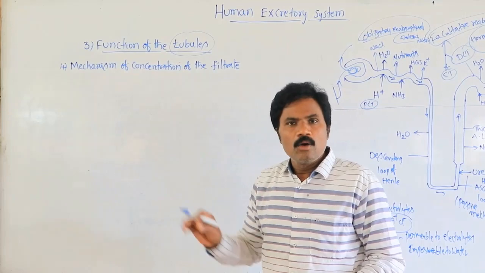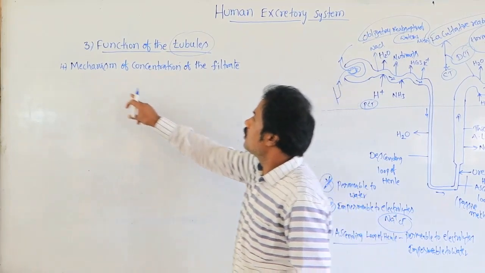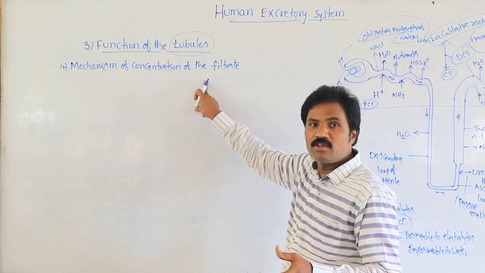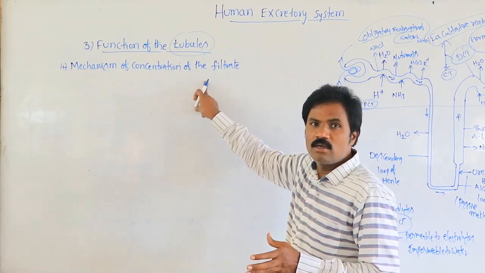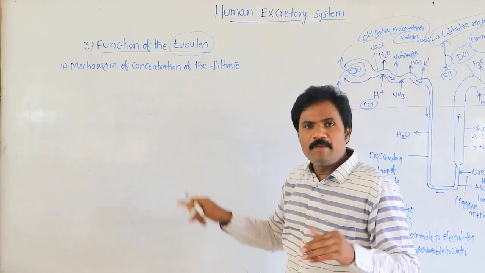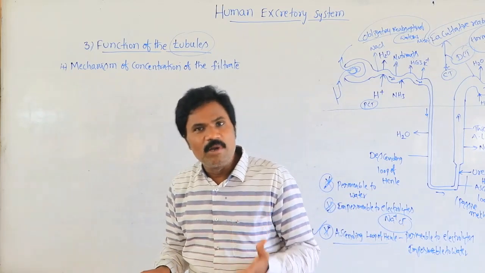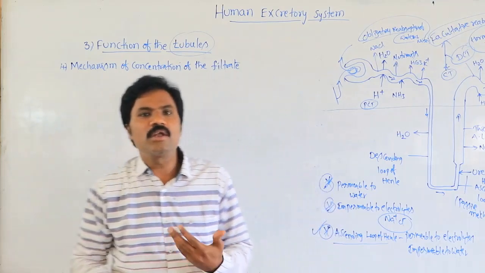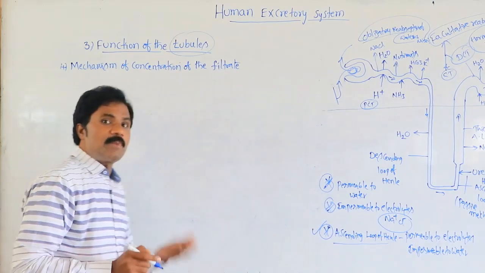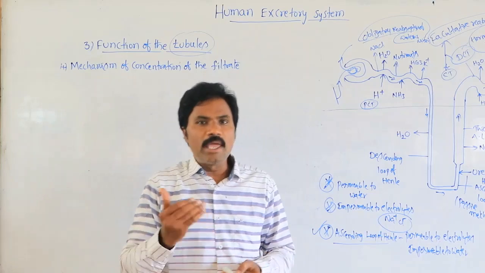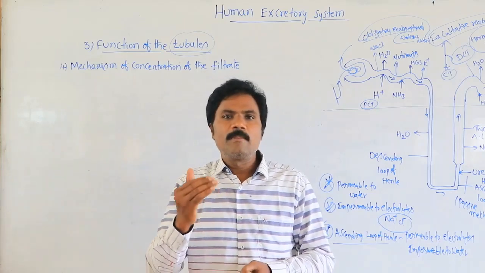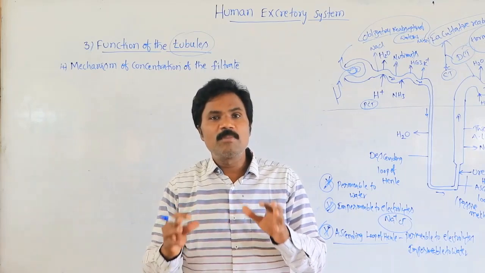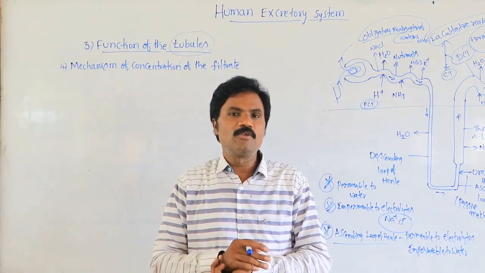Now we continue with the mechanism of concentration of the filtrate. Filtrate, in that sense, relates to urine. Normally, mammals have the ability to produce more concentrated urine. So mammals have the capability to excrete urine at maximum concentration. Why do mammals have this much capability? What is the main reason?